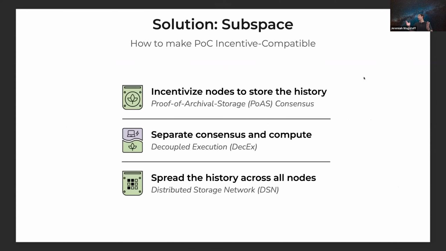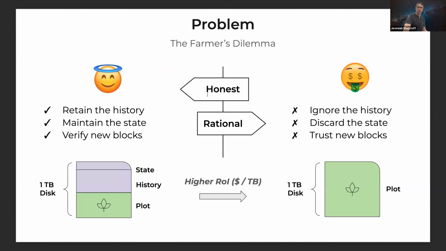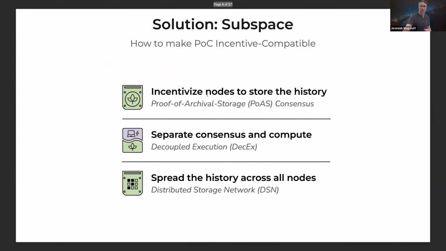Okay, so this is kind of a high-level architecture of our protocol, and really an outline for the technical white paper that we wrote. There are 3 key ideas. The first is we want to incentivize nodes to store the history. So basically, we try to make the history and the plot the same thing. We call that proof of archival storage consensus. It's basically proving that you're storing the history of the blockchain.